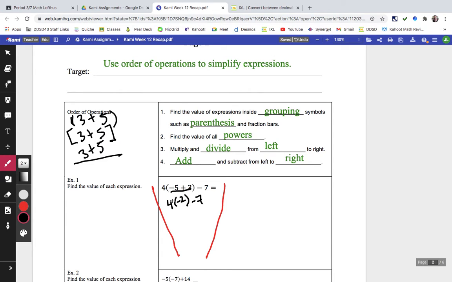There is an implied multiplication. So when we have a number next to a parentheses, that means multiplication. 4 times negative 2 is negative 8. And we spent quite a bit of time today on this right here, negative 8 minus 7.